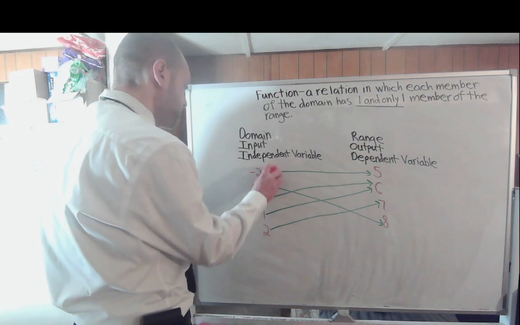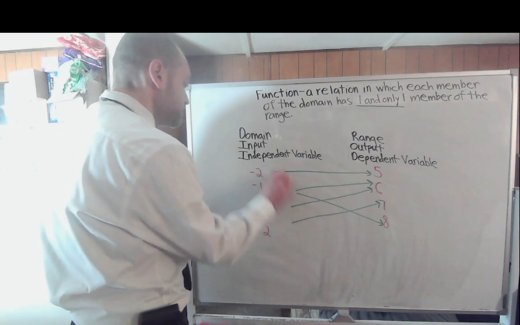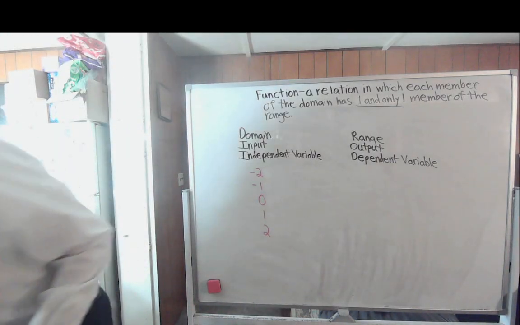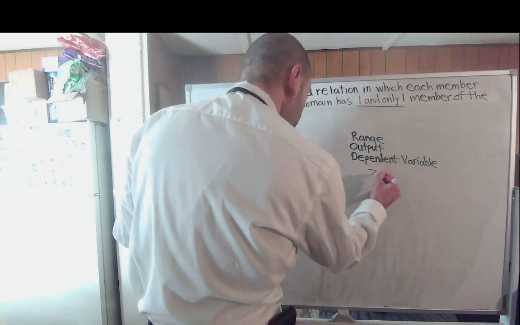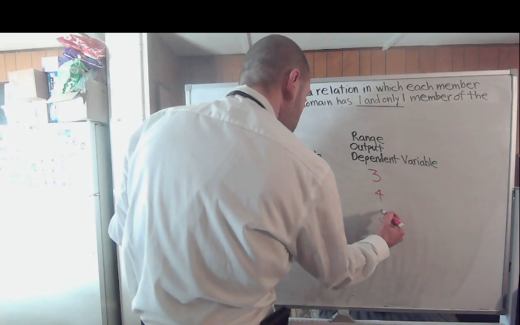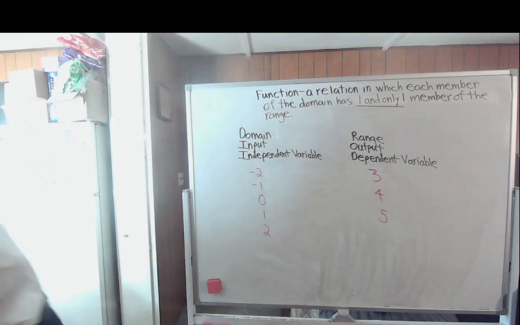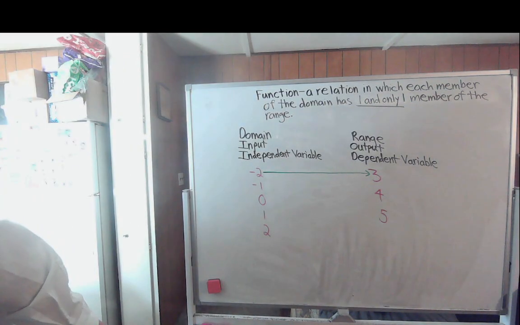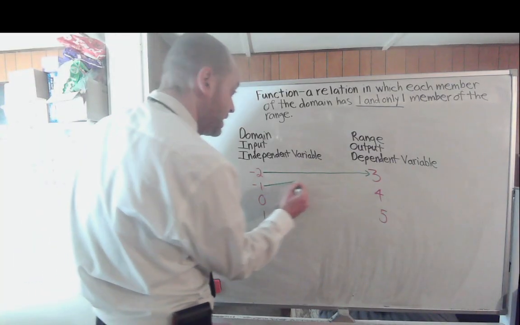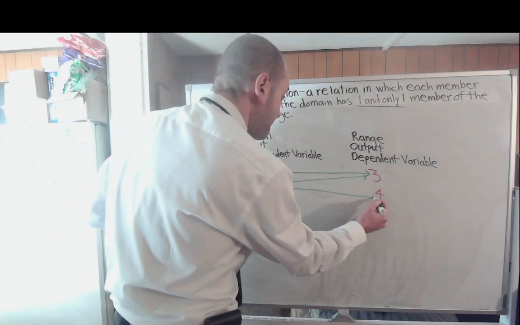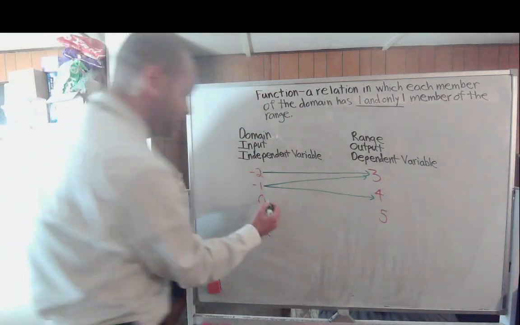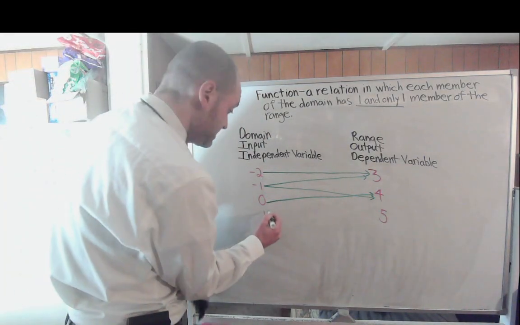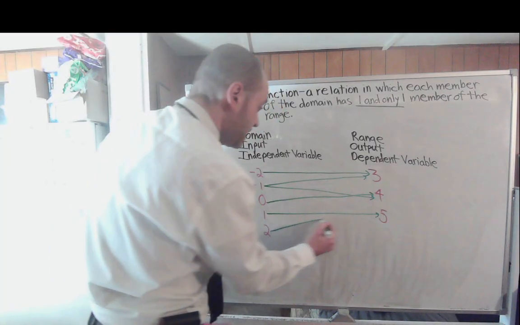Now, on the other hand, let's keep the same members of the range. Let's talk about a non-function. What numbers do we have for this one? Alright. They only give us 3, 4, and 5. Let's see what we got here. -2 only has a value of 3. Now, -1 has a value of both 3 and 4. 0 has a value of 4. 1 has a value of 5. And 2 has a value of 5.